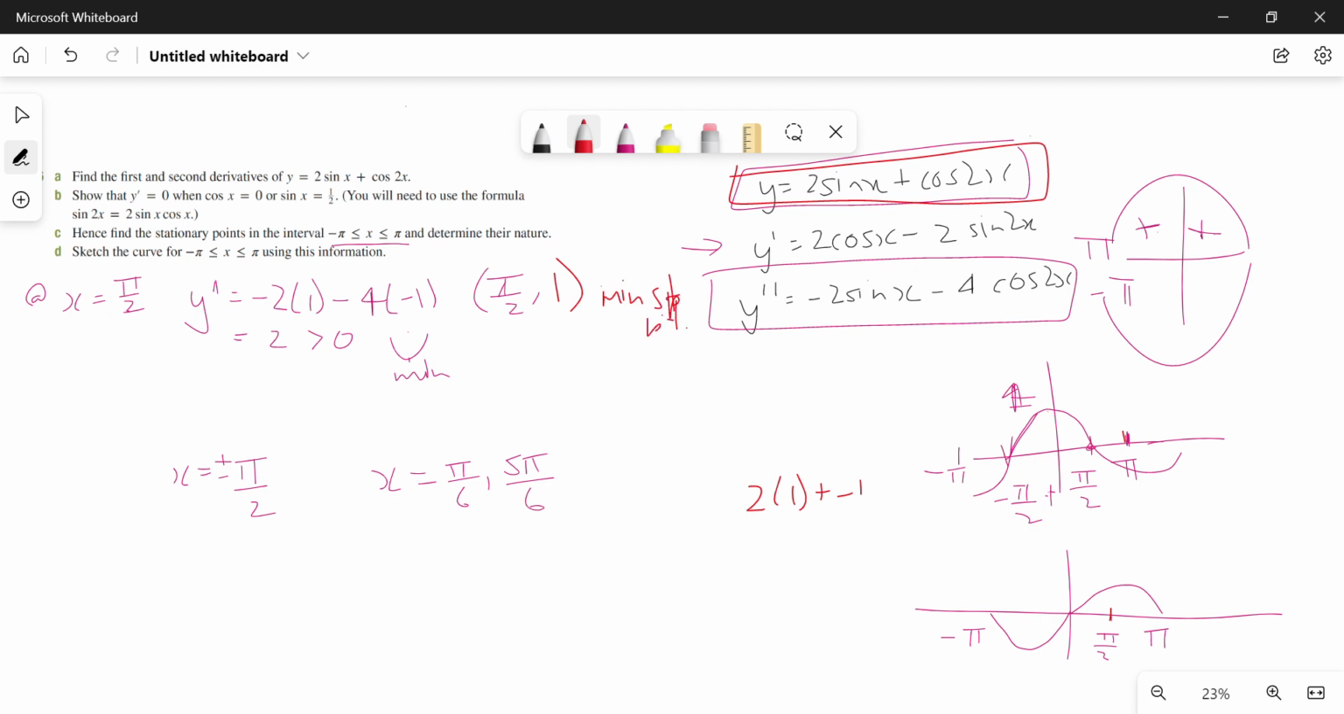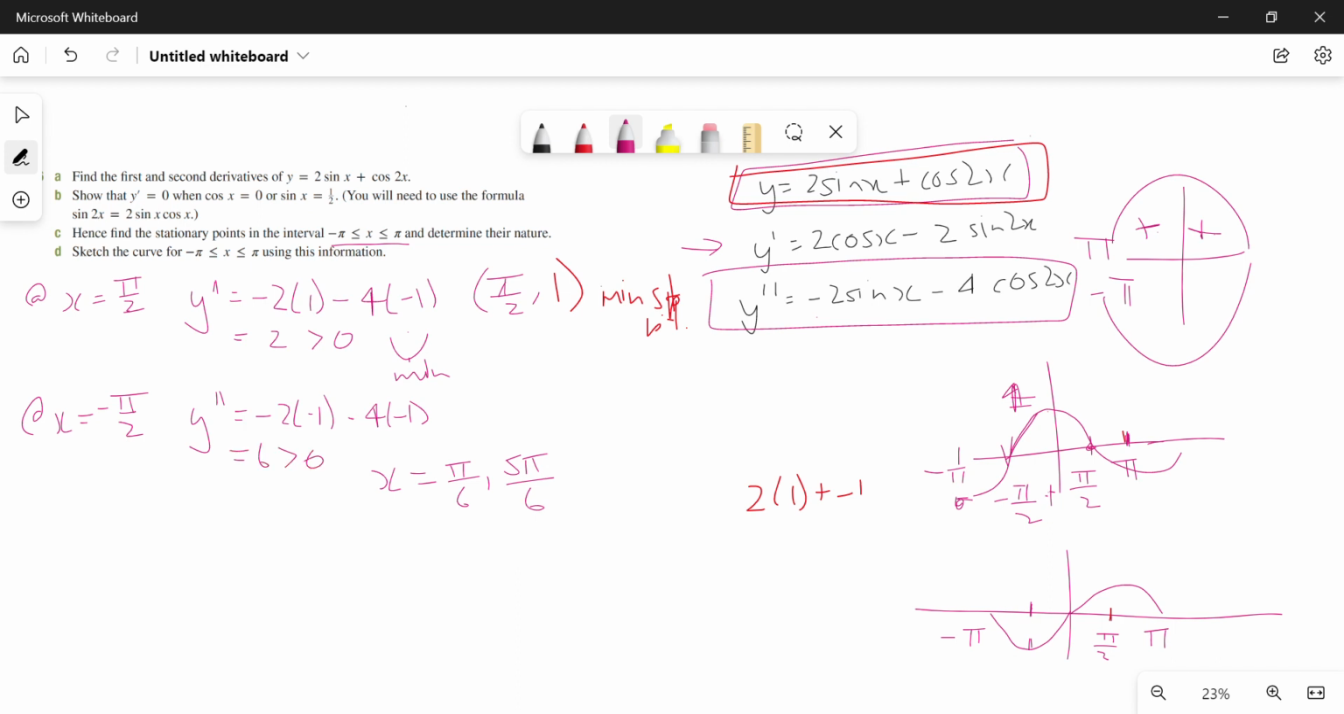There, okay, so let's also try x equals negative pi on 2. In the same way, I'll do y double dash. So this time for y double dash, we've got negative 2 lots of sine negative pi on 2. So here's negative pi on 2, so that's negative 1, minus 4 lots of cos negative pi. So negative pi is over here, and that's negative 1. So we've actually got a positive 2 and a positive 4, which is a 6, which is greater than 0.